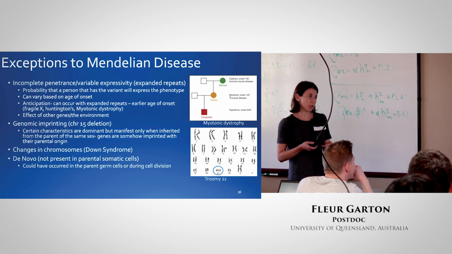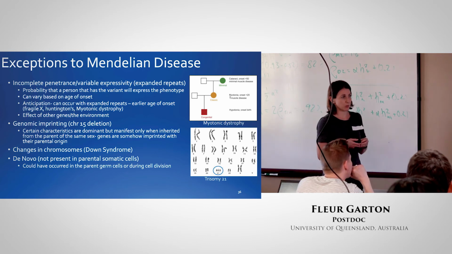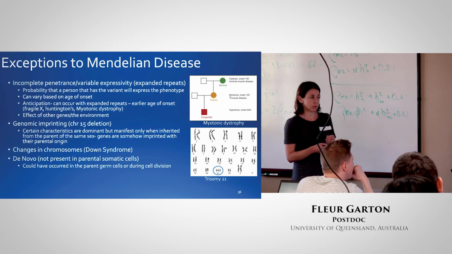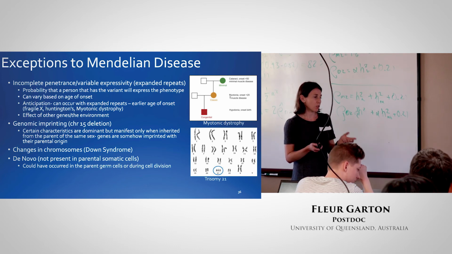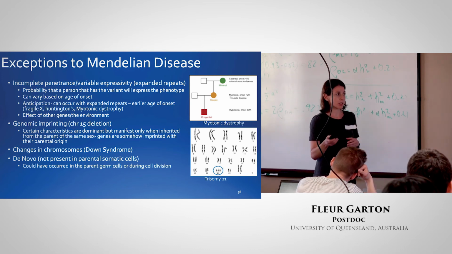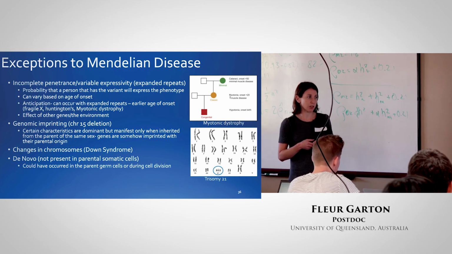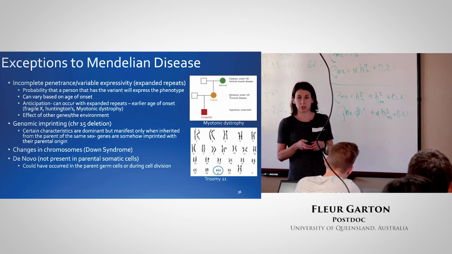You can have changes in chromosomes, so obviously Down syndrome would be the most well-known example. You've got an extra chromosome 21. And then you've got de novo situations where it's not present in the parent's somatic cells, but it could have occurred in the parent germ cells or during cell division.